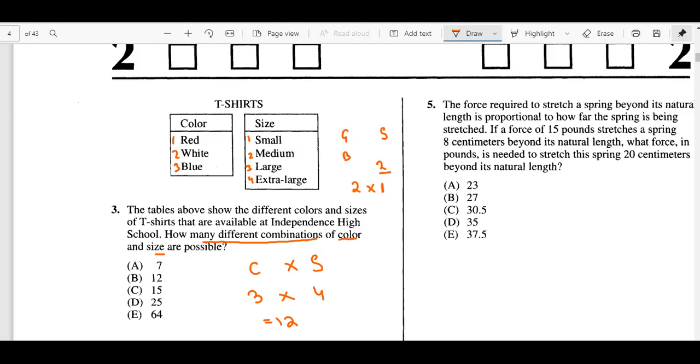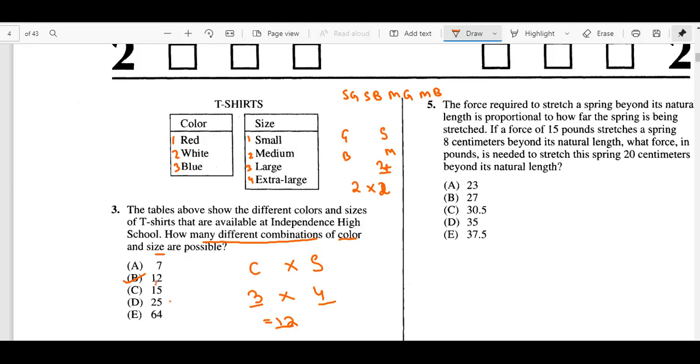Now if you had a medium option as well, you can have a small shirt in green, a small shirt in blue, a medium shirt in green, and a medium shirt in blue. This time around, you're getting 4 options, right? Because you're multiplying 2 into 2. So here you have 4 sizes, and here you have 3 colors. You have to multiply both these numbers, you'll get 12. So B is the answer.